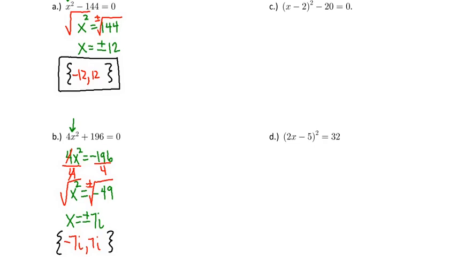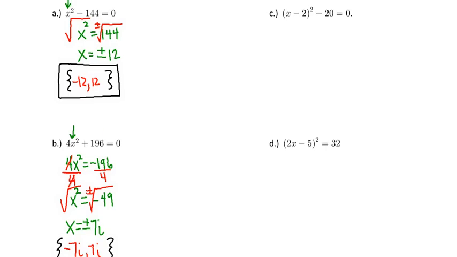Okay, let's try our next example. So the first thing that we need to do here is isolate our quadratic term. And we can do that by adding 20 to both sides. This gives me x minus 2 quantity squared equals 20. Then we're going to take the square root of both sides, remembering the plus or minus over there on the right. And the square root and the square are inverse operations, so essentially they cancel. And we end up with just the radicand, x minus 2.